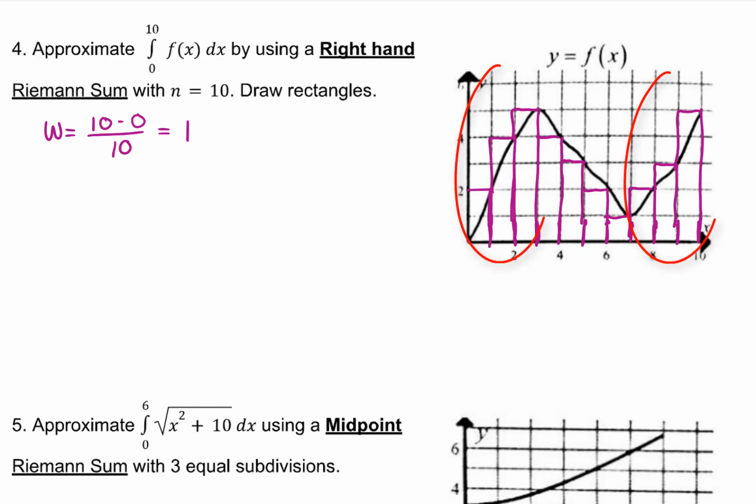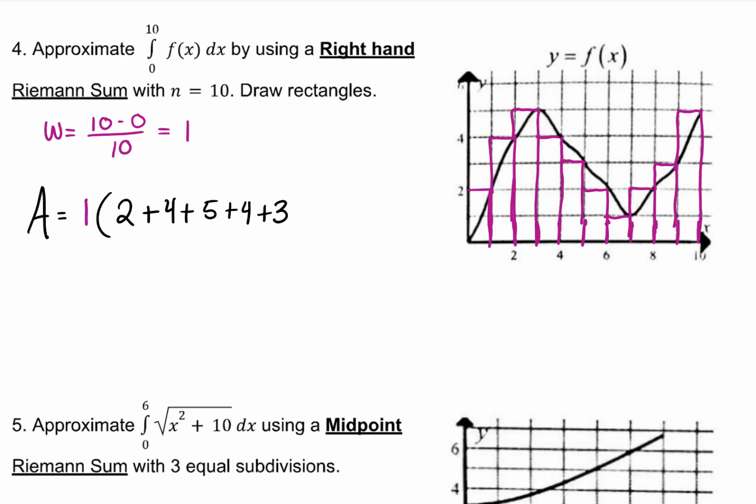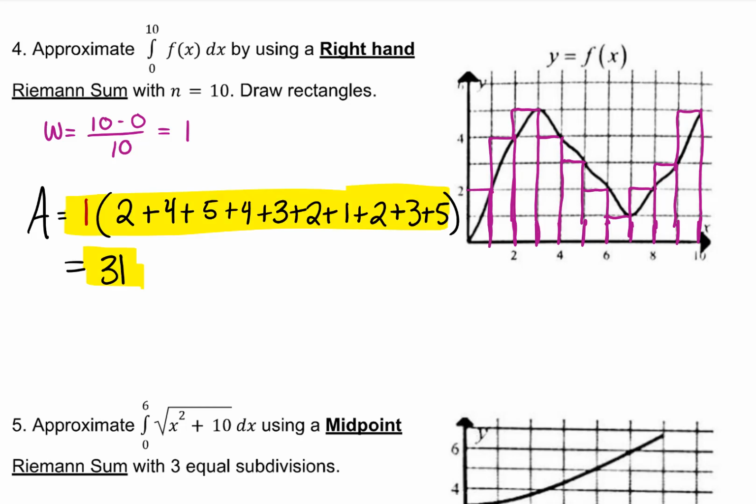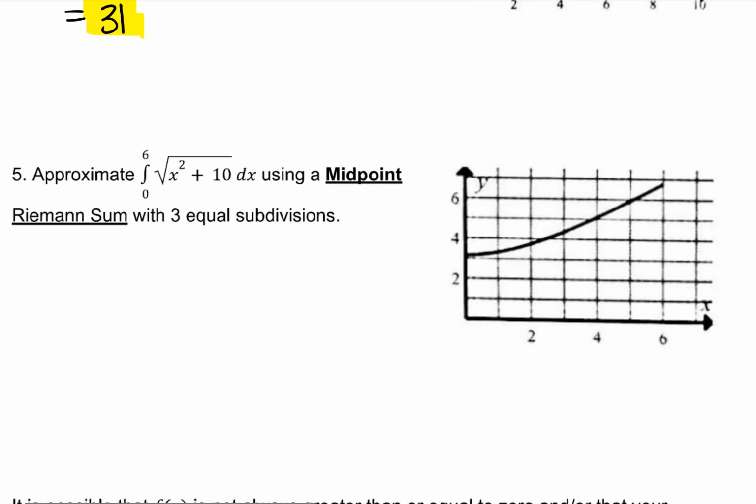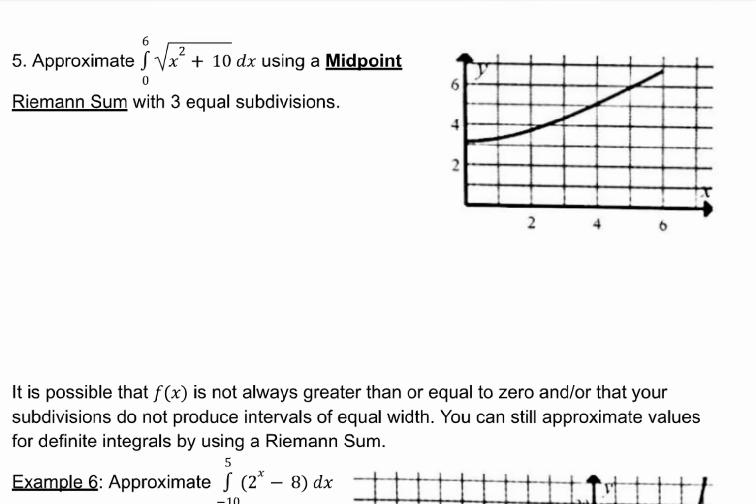Notice that when f is increasing, a right-hand Riemann sum is an overestimation of the area under the curve. But when f is decreasing, a right-hand Riemann sum is an underestimation. Calculate the area, which is 31.